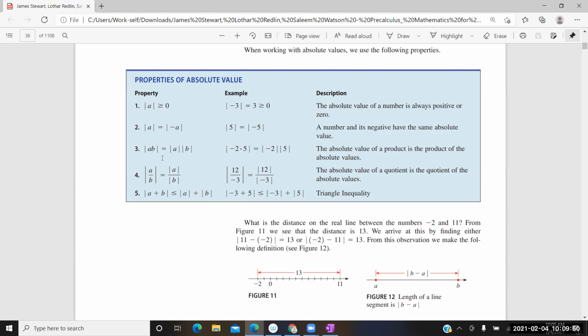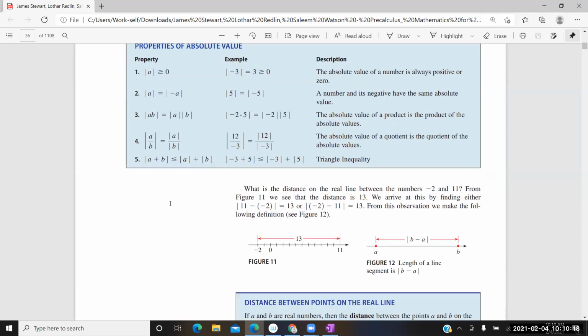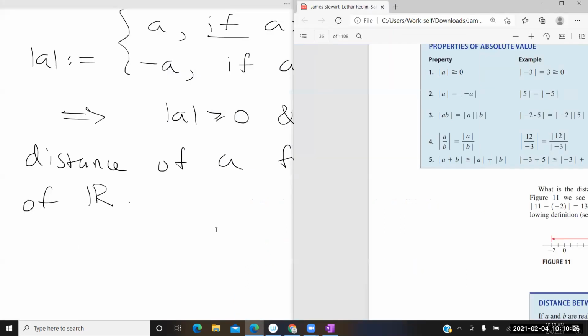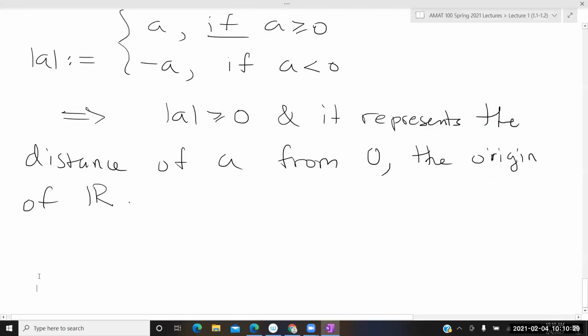The third property says that you can, in some sense, distribute the absolute value over products. And 4 says you can distribute, in some sense, and this is all with quotation marks because this is approximately what it's saying, that the absolute value roughly distributes over fractions. And then the last one is the so-called triangle inequality, which is best illustrated in 2 dimensions. So let me write down what this is saying.